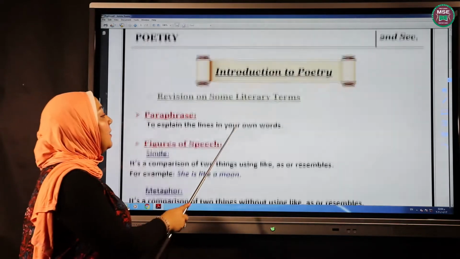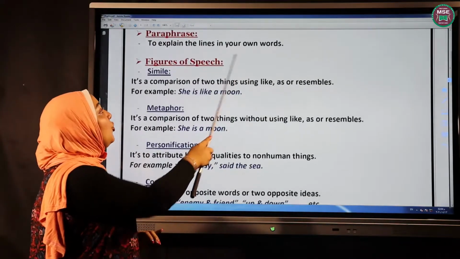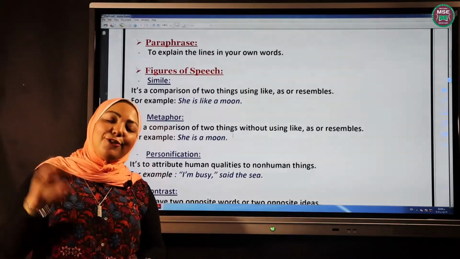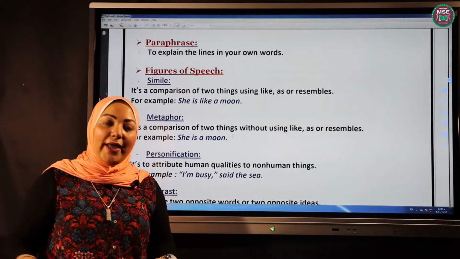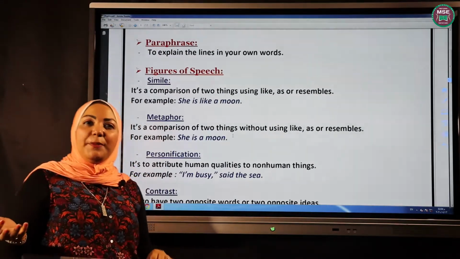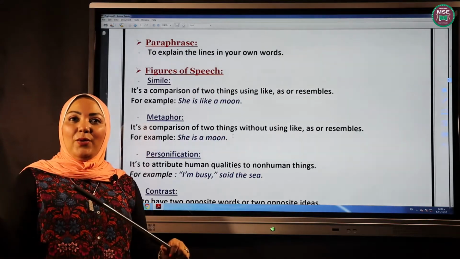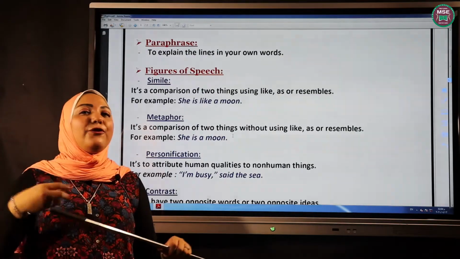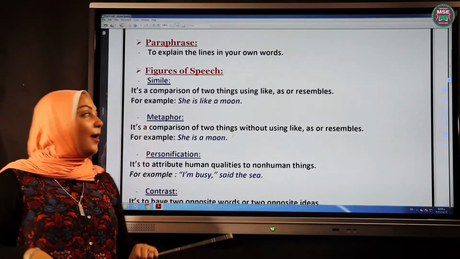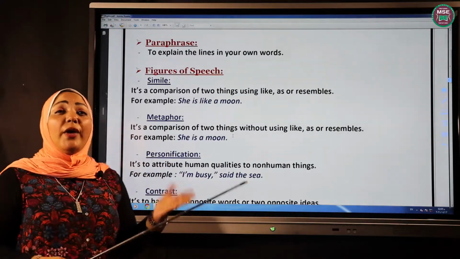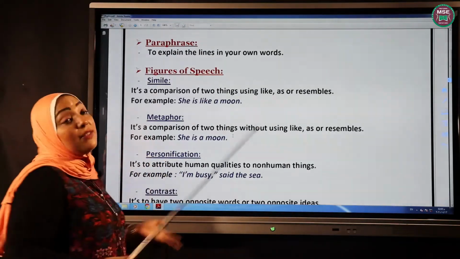Then, step number 2, you start to pick out the figures of speech within these lines, okay? What are these figures of speech? Things that make poetry something distinguished, okay? Something remarkable, different from any kind of writing. So, first of all, you can find something that is called simile.